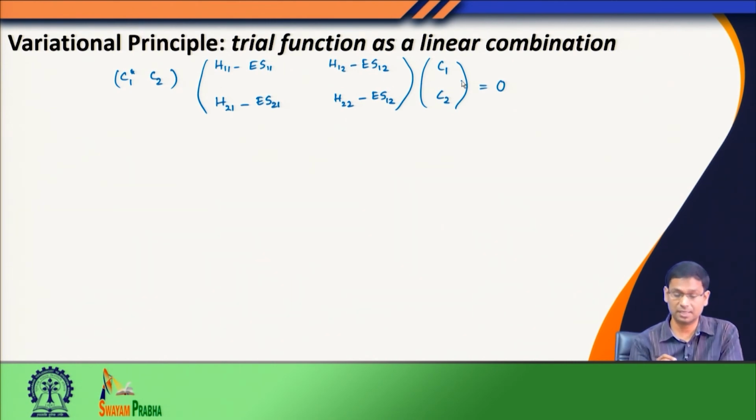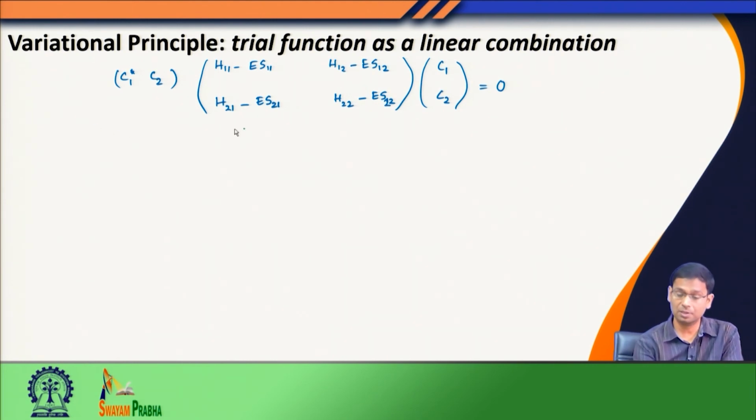Now, let us find out whether we can identify all these terms. We know what H11 is. This is the energy integral corresponding to basis functions psi 1 and psi 1. H21 is the energy integral corresponding to basis psi 2 and psi 1, and S11, S12, S21, S22 are all the overlap integrals. What are C1 and C2? The C1 and C2 are the coefficients in our linear combination.